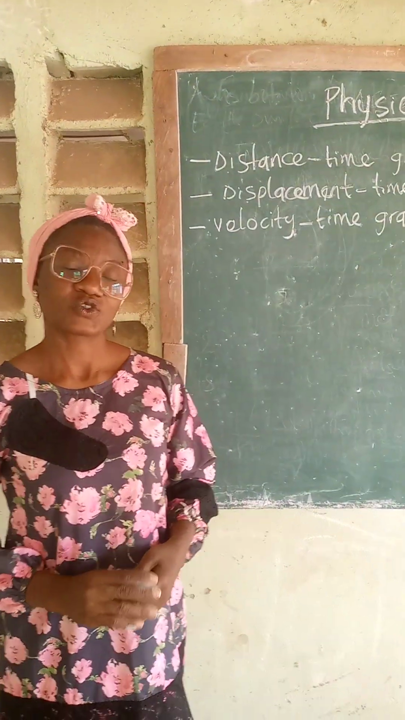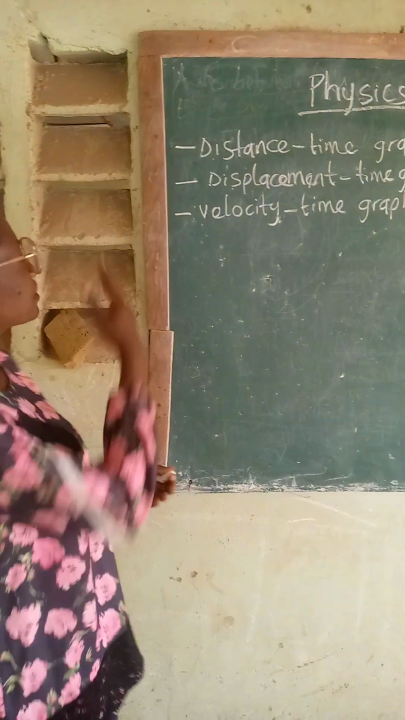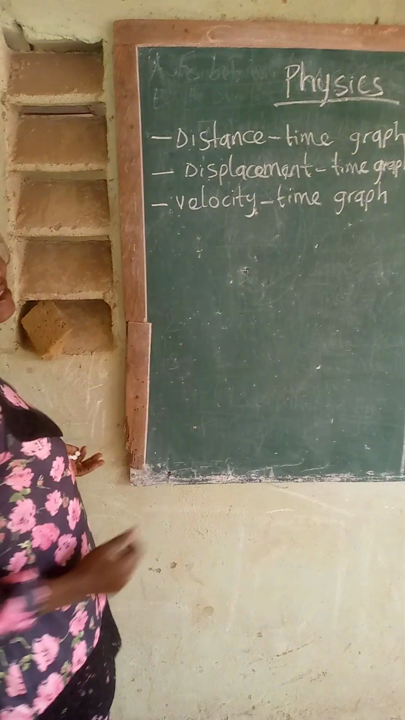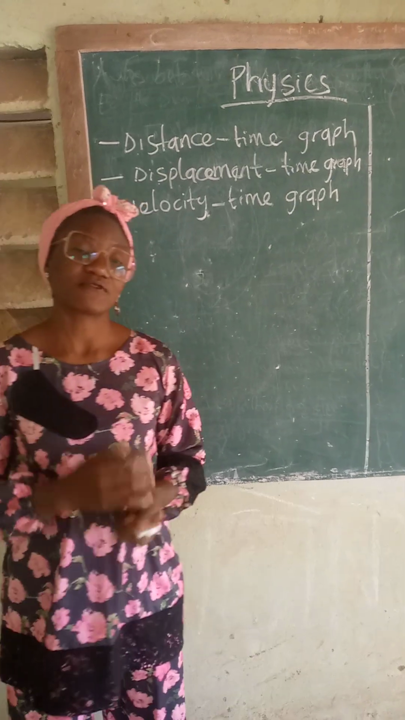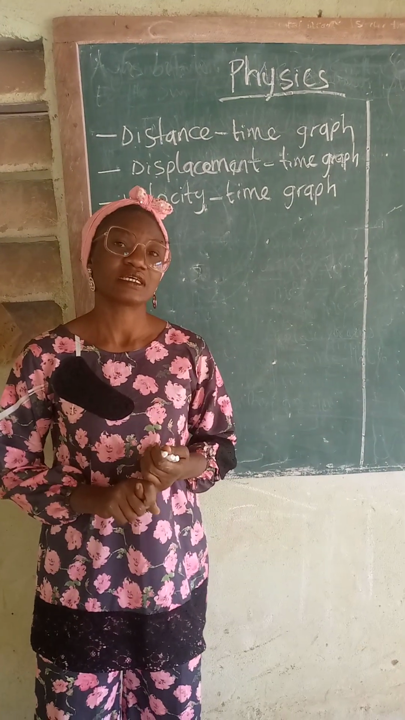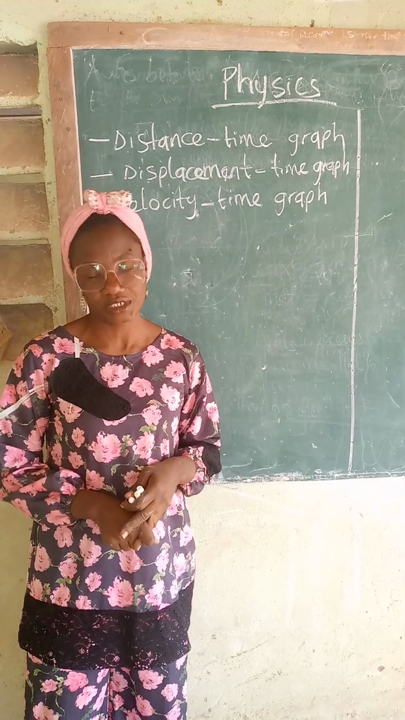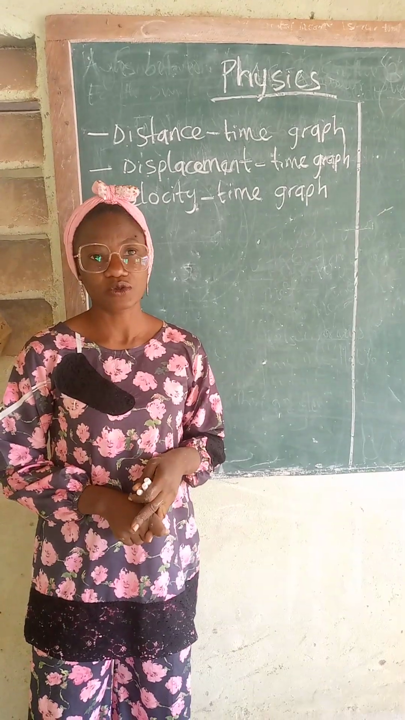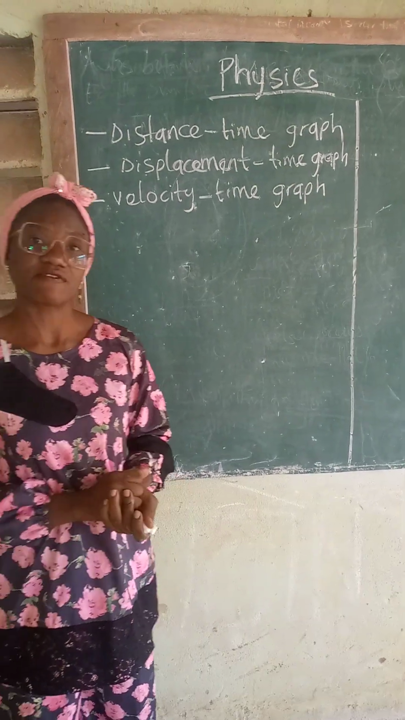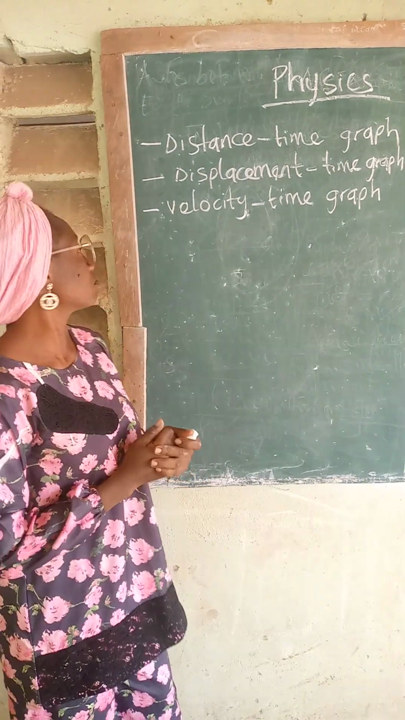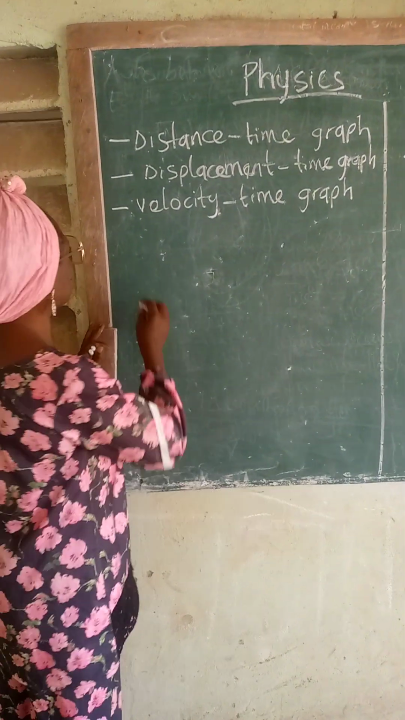Hello, today we are going to be talking about distance time graph, displacement time graph, and velocity time graph. In the last class, if you are following, we talked about speed, velocity, uniform velocity, and average speed. But today we are going to be talking about distance time graph, velocity time graph, and displacement time graph.